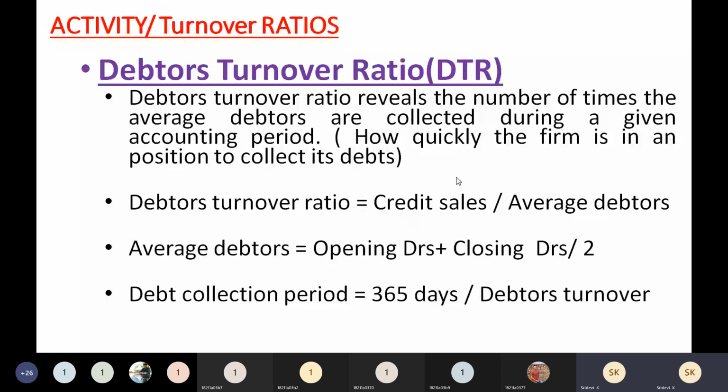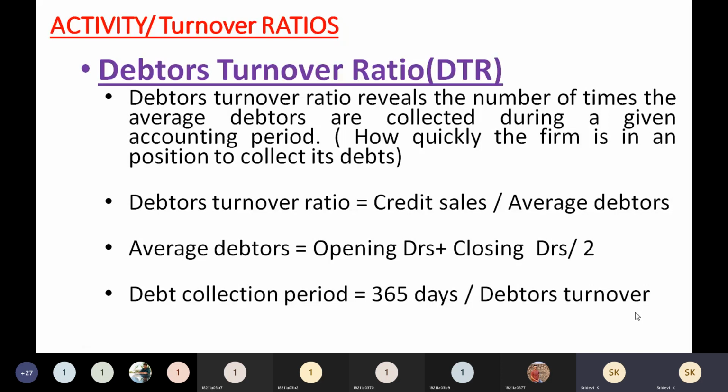Okay. And within how many days are you going to get back the amount that you have allowed the customers as credit? So how many days it takes to collect that amount from the customers. To identify that, you use this formula: 365 days divided by DTR, debtors turnover ratio. So within how many days we are going to get back the amount can be identified.